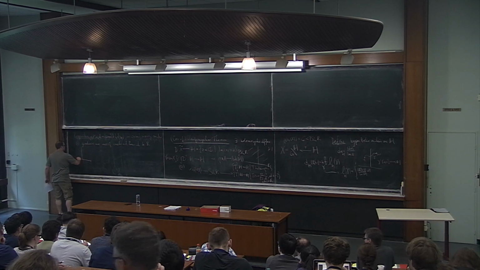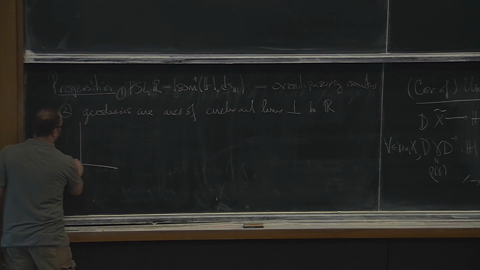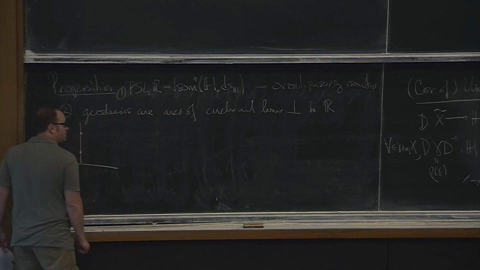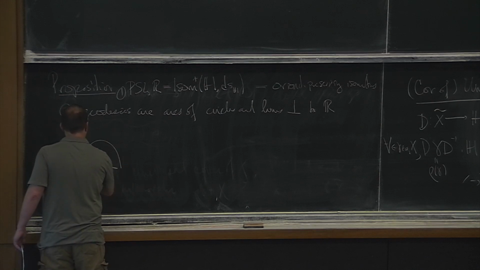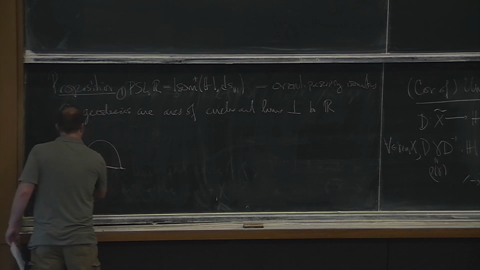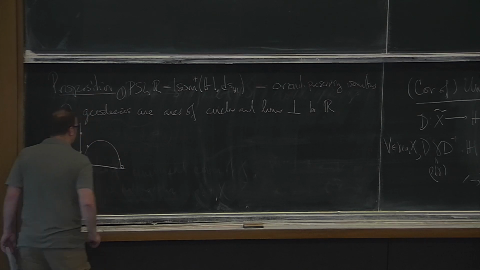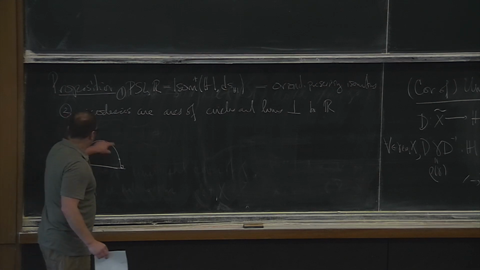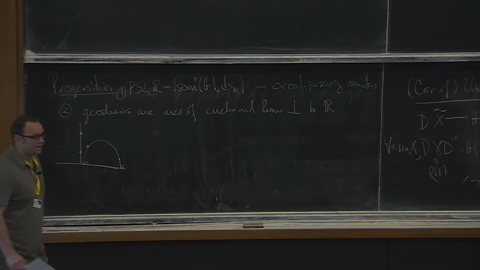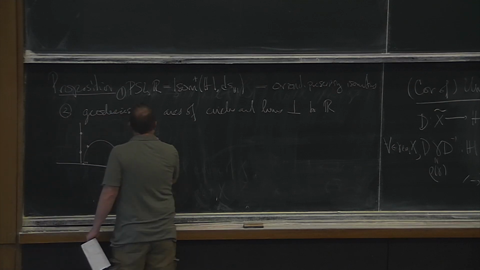So for example, the line orthogonal to the real axis, any arc of that is supposed to be a geodesic. Or I could take any circle orthogonal to the real axis, any pair of points on there, and the distance is the length of that path. So this is a geodesic. Okay? So I'm not going to, maybe the proof is exercise.